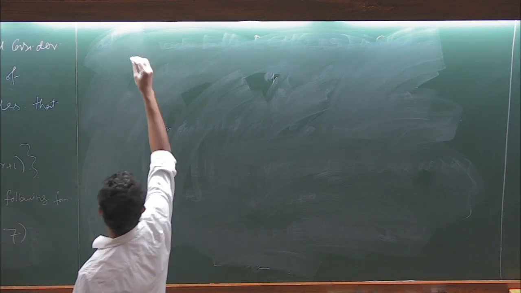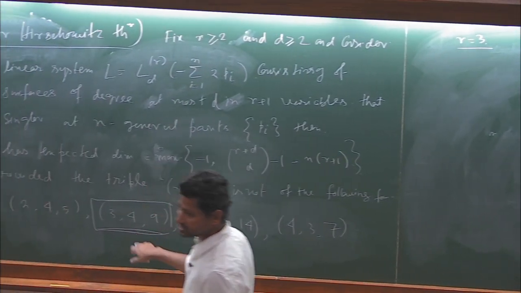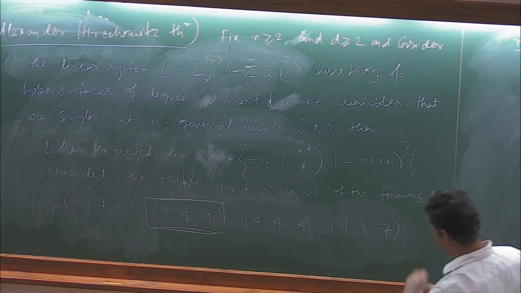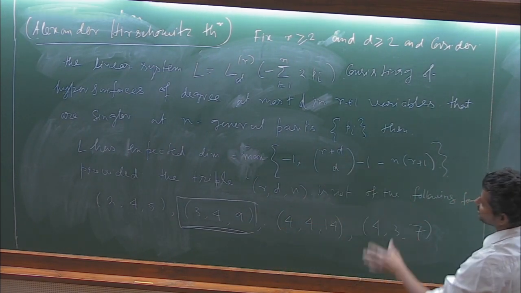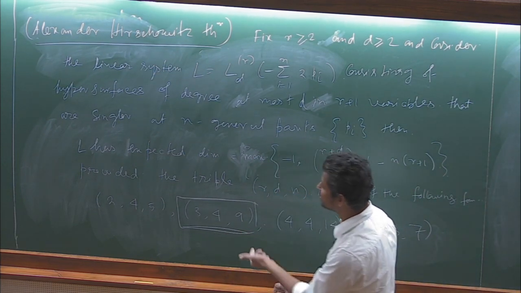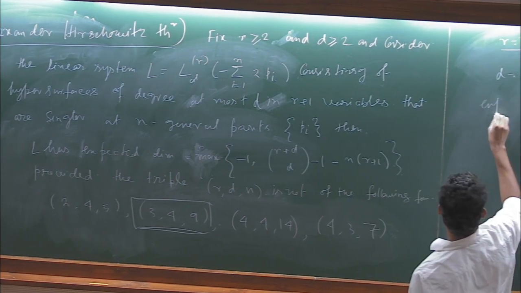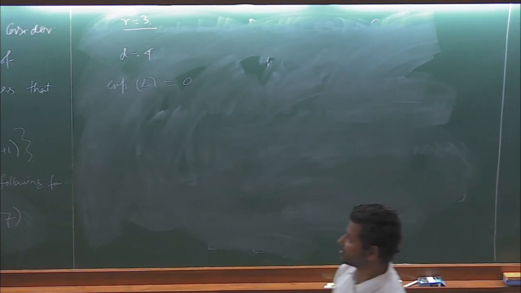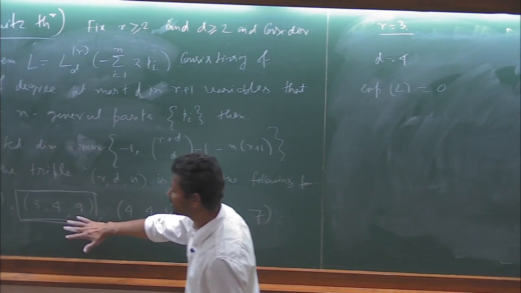Yes. So in our case, r is equal to 3, and the only exception is this: if d is 4, then a degree 4 hypersurface can have singularity at 9 general points. If we take 3, 4, 9 and compute, the expected dimension is 0. That would mean there doesn't exist any degree 4 hypersurface with singularity at 9 general points. But that is not the case; there exists a degree 4 hypersurface which has singularity at 9 general points.